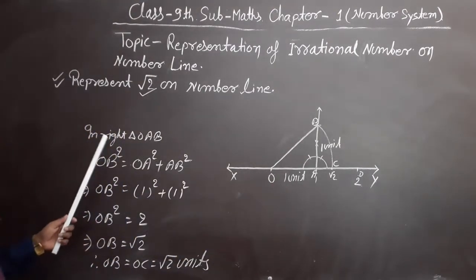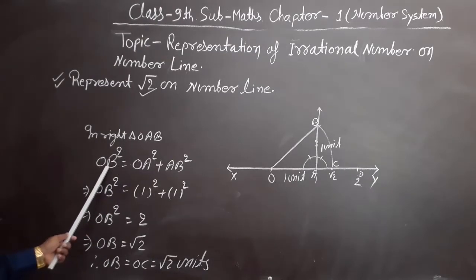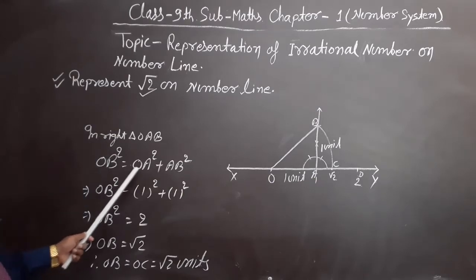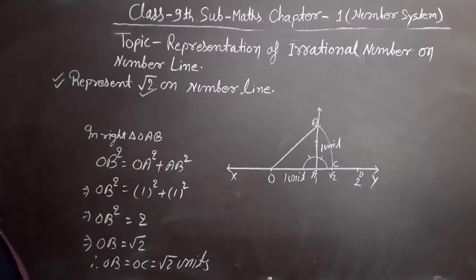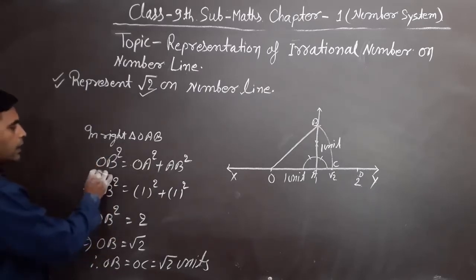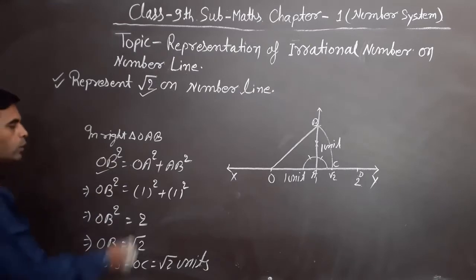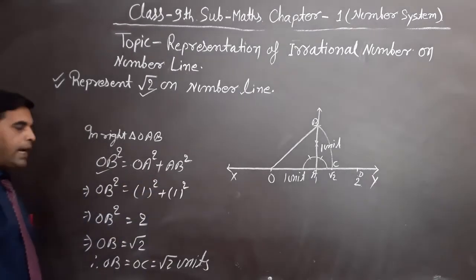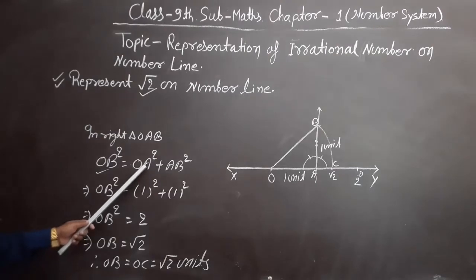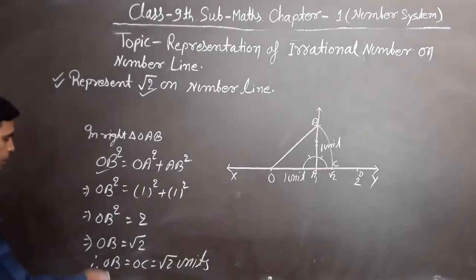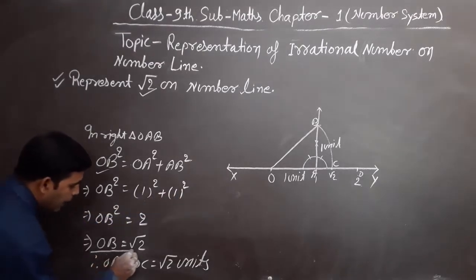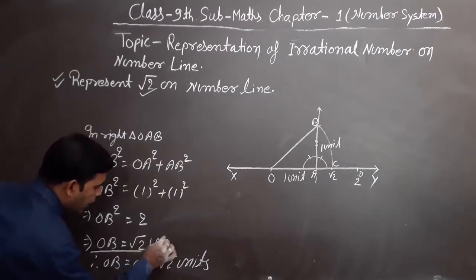Using Pythagoras, in right angle triangle OAB, OB means hypotenuse, opposite side of the right angle, OA means base, and AB is an altitude, and Pythagoras tells us the square of hypotenuse is equal to the sum of the squares of the other two sides. So we substitute the values of OA and AB in this equation. OB square is equal to 1 square plus 1 square. After that, finally we get the length of OB is root 2 unit.